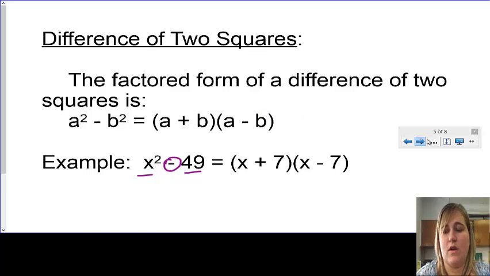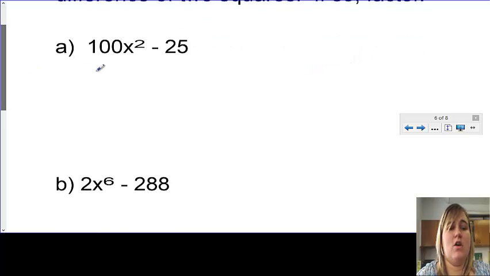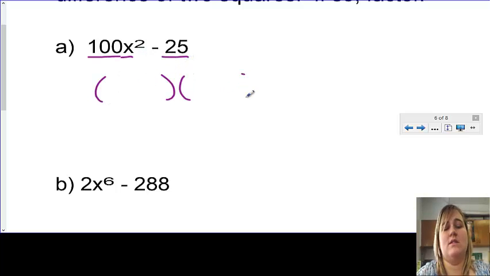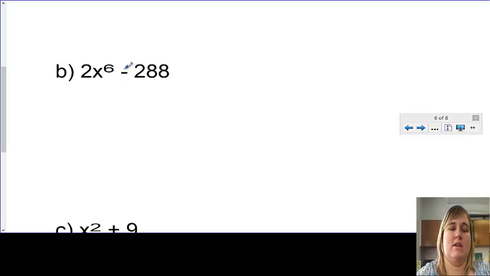So, for example, it says determine whether the binomial is a difference of two squares. If so, factor. So here, difference that's being subtracted. Is 100 a perfect square? Yes, x squared is a perfect square, and so is 25. So I'm going to set up my two sets of parentheses. The square root of 100 is 10. The square root of x squared is x. I said we were going to put plus and minus. The square root of 25 is 5. That's my final answer.